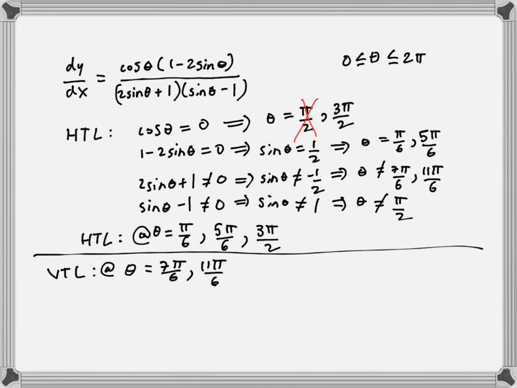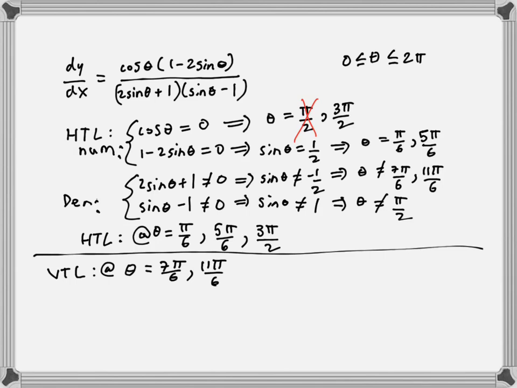How do I know that? Because these are values that are 0 on the denominator, right? Everything that we see here is the denominator, and everything that we see over here is the numerator, right? So if we're looking at values where the denominator is 0 and the numerator is not, we know that 7 pi over 6 and 11 pi over 6 are 2 of them.